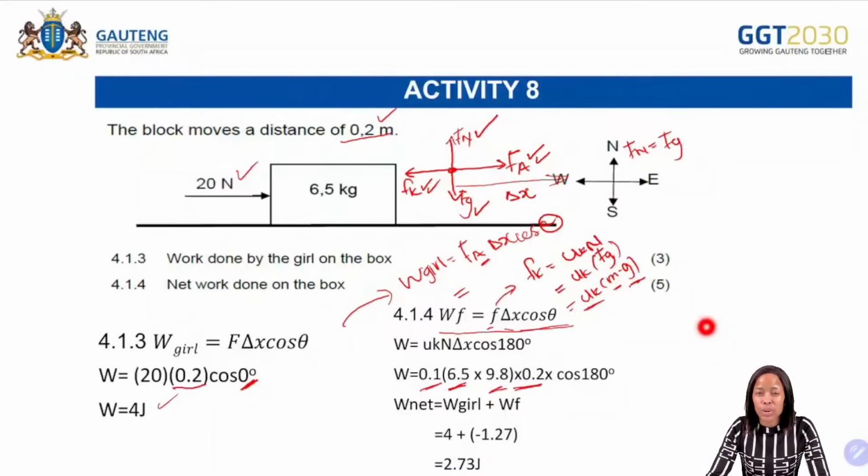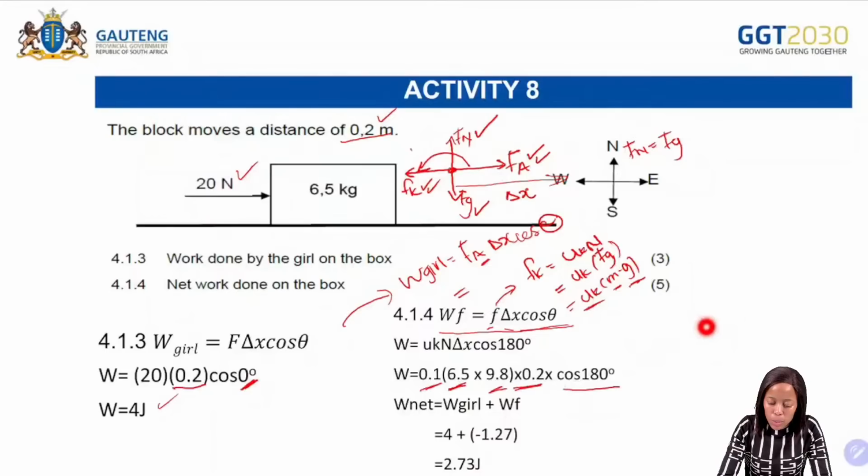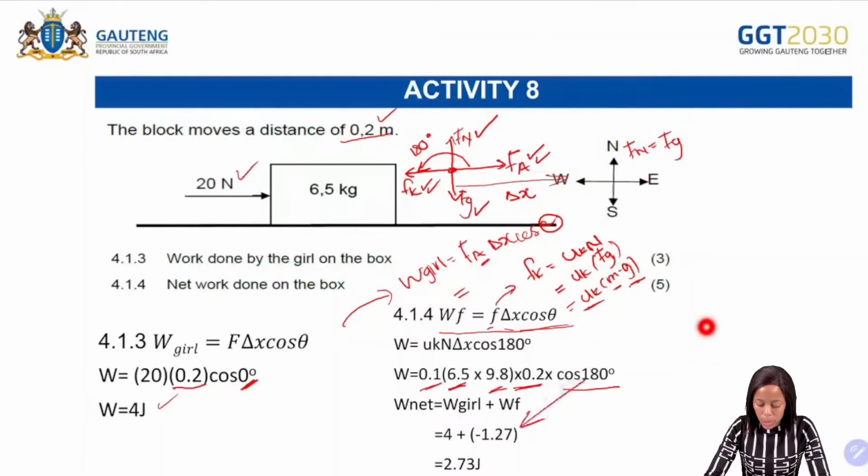So now what is important on this one? It is friction. Because it's friction, it means that the angle will now be what? Will now be 180 degrees. Okay. So from there, when you are done, what is it that you are going to do? So the answer for this one is negative 1.27.